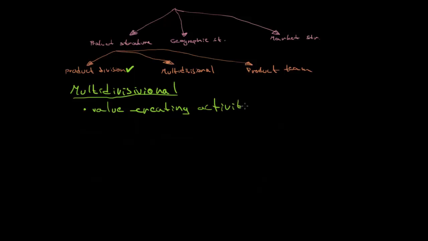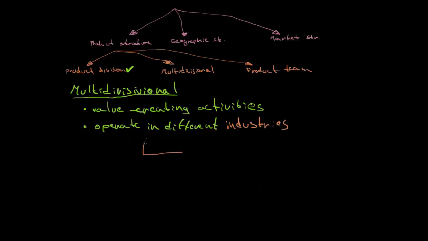Because if you remember, in a product division structure, we just have different product lines, and the actual value is the same when we talk about these different divisions. So in a multi-divisional structure, you can imagine that we have totally separate businesses. Another big advantage is that you can operate in different industries, because your businesses can be totally different.